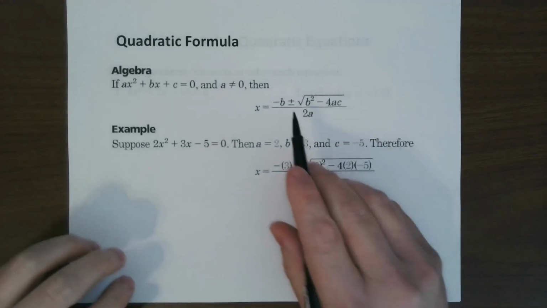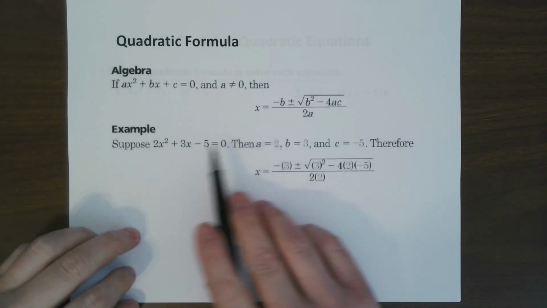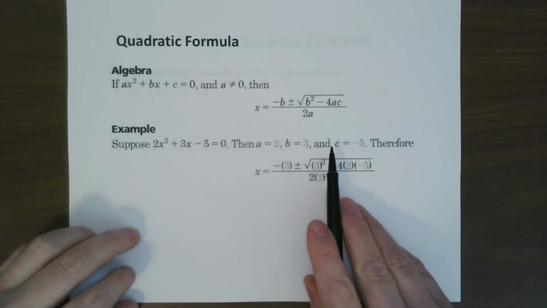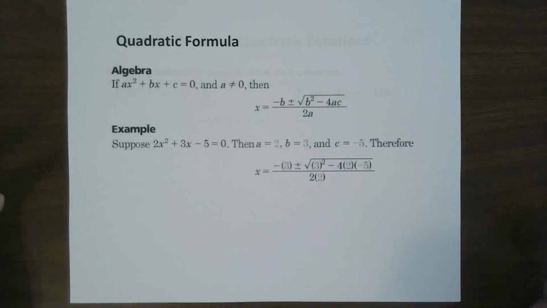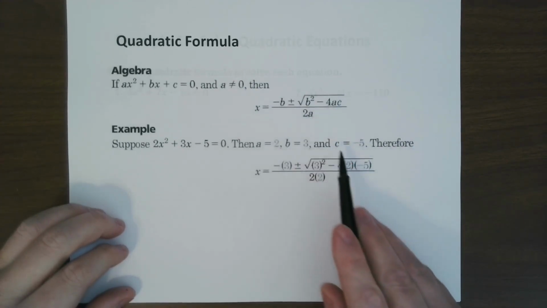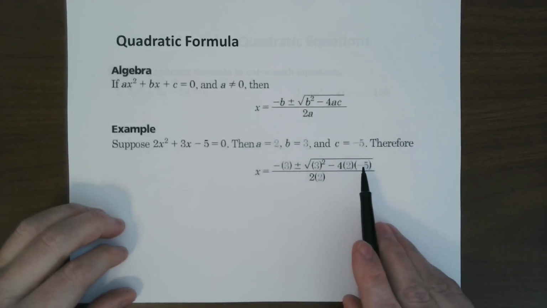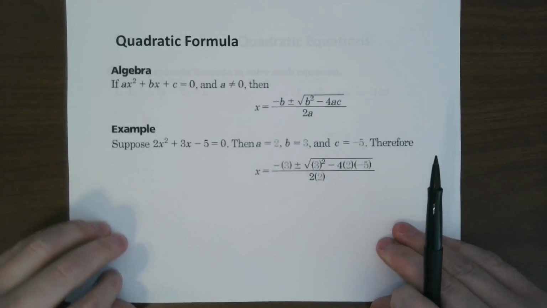And so basically the steps to do this, if you want to look at this example, is you label a, b, and c like we did before, and you just plug it into the equation. So wherever there's a b, in parentheses, you put in that number. Wherever there's an a, in parentheses, you put that number. And c is always the one by itself in parentheses.